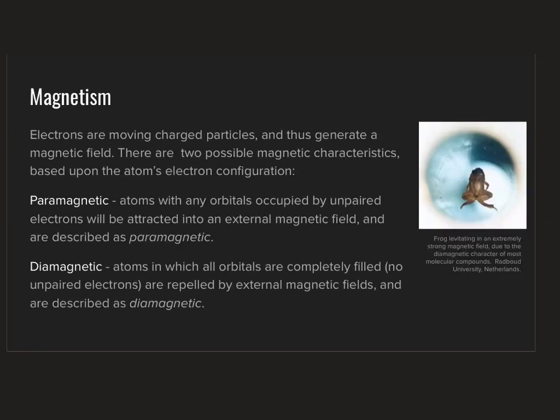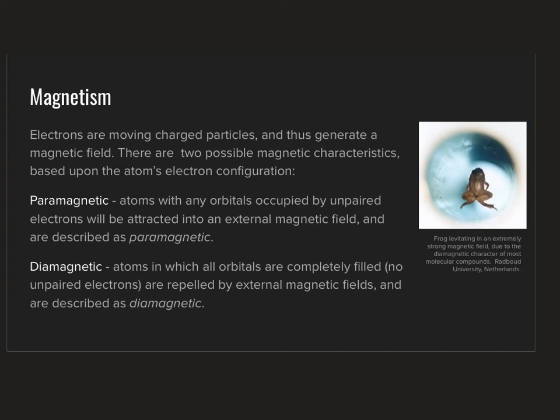So one last idea in relation to electron configurations that sometimes gets tested by the AP test is an idea we discussed last year about magnetism. We recognize that because these electrons are moving charged particles, and moving charges generate magnetic fields, atoms can exhibit magnetic characteristics. There are two possible magnetic characteristics these atoms will manifest based upon the atom's electron configuration. Those are what we refer to as paramagnetism and diamagnetism.